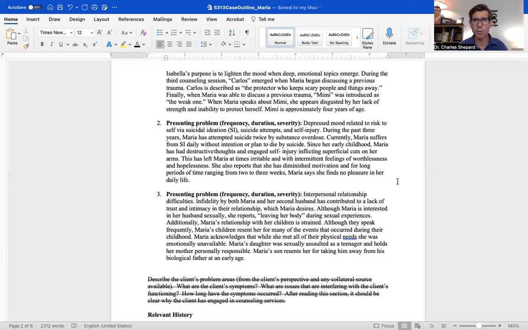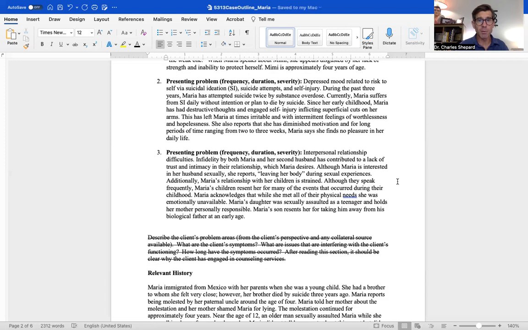And as you can see, we describe these things in terms of, again, frequency, how many times do they happen? How long have they been happening? And to what degree do they impact the functioning, or the life in this case, in safety of the client. Presenting problem number 3, identified as interpersonal relationship difficulties.